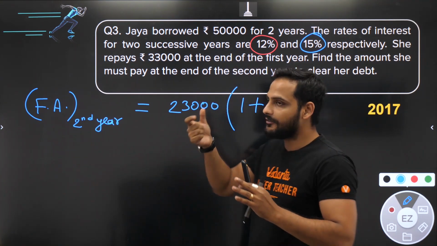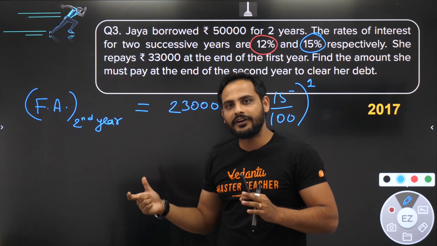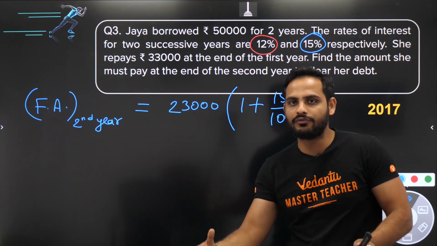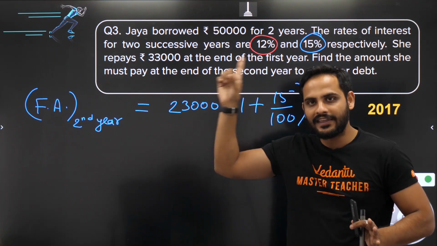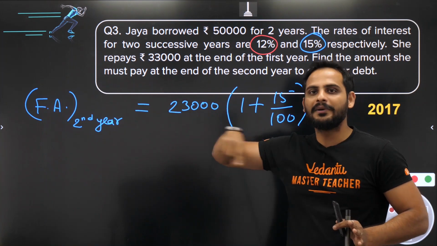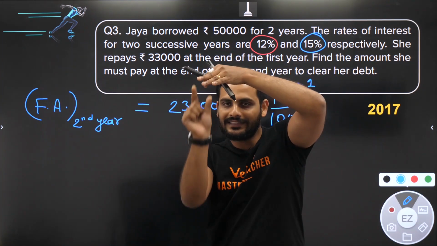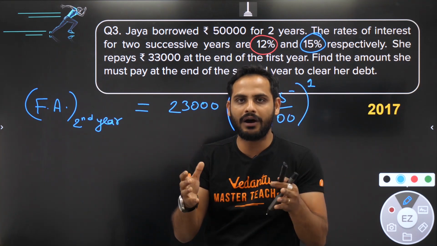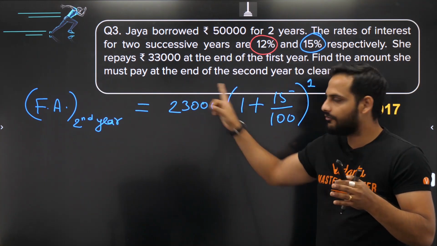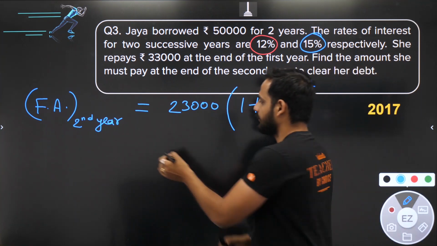Okay. So I am saying by first year I have calculated. When the first year ends, the remaining amount was 23,000. Now when the second year starts, I am taking about the second year, so only 1 year is there. So in that second year, I will charge the interest only on the remaining amount, which is 23,000. So let's solve this.